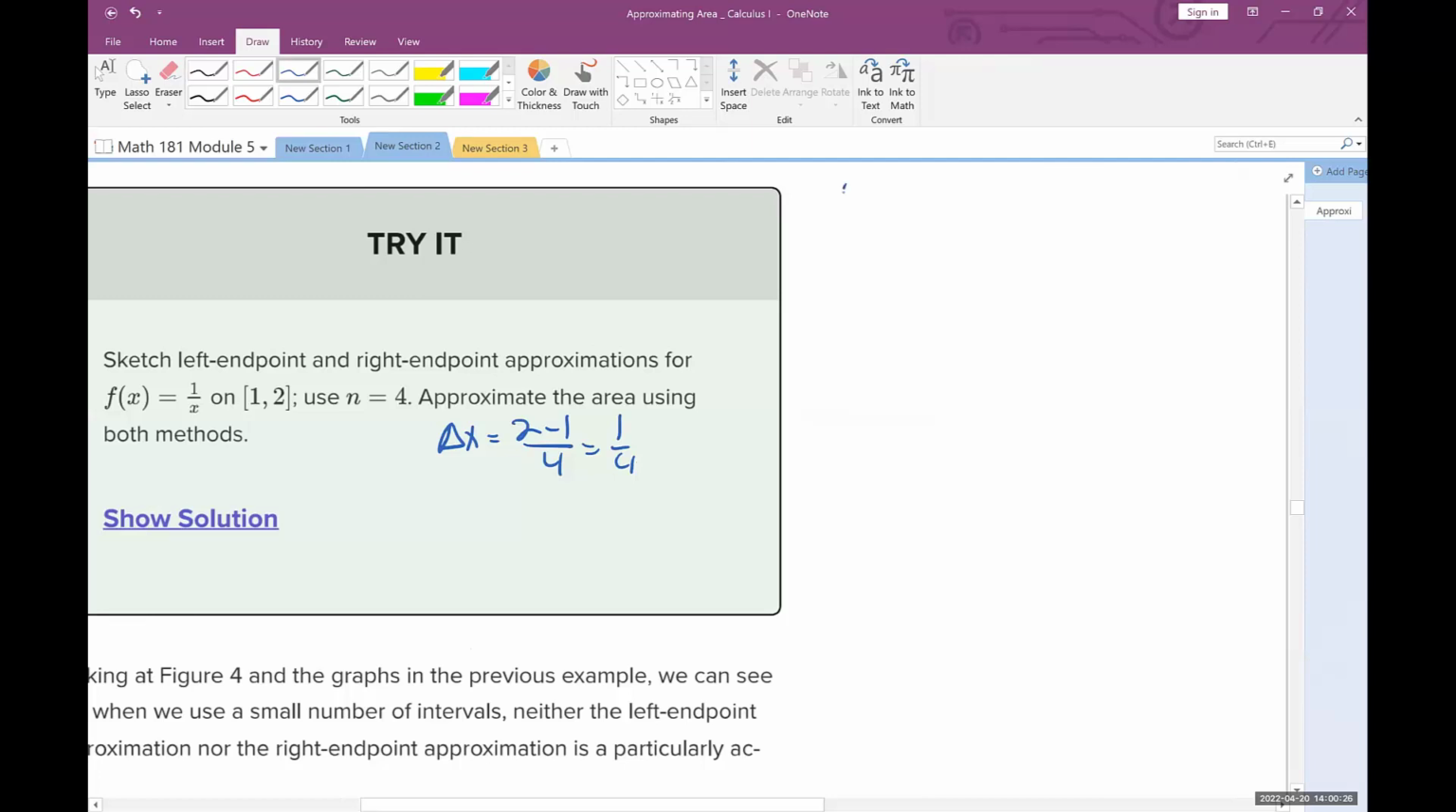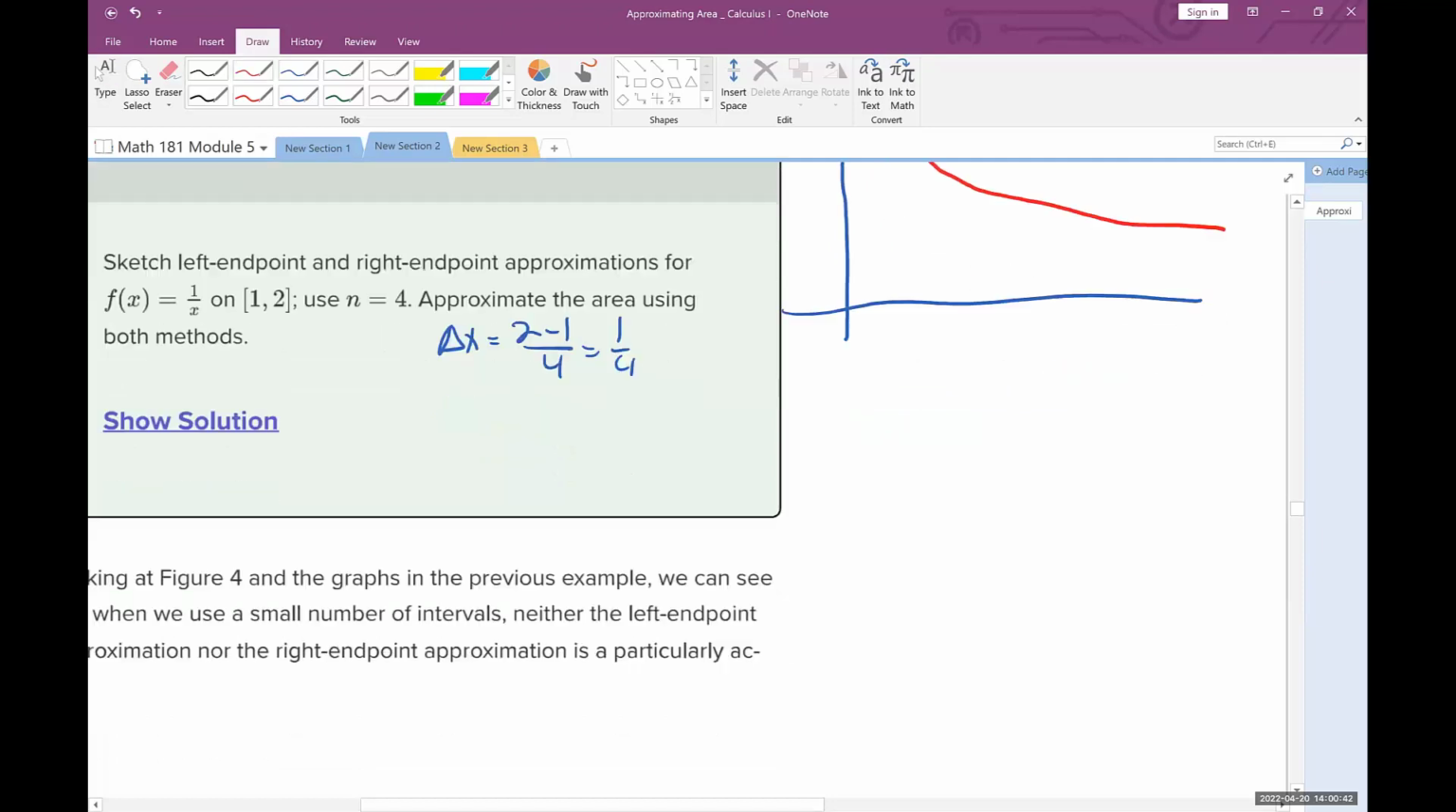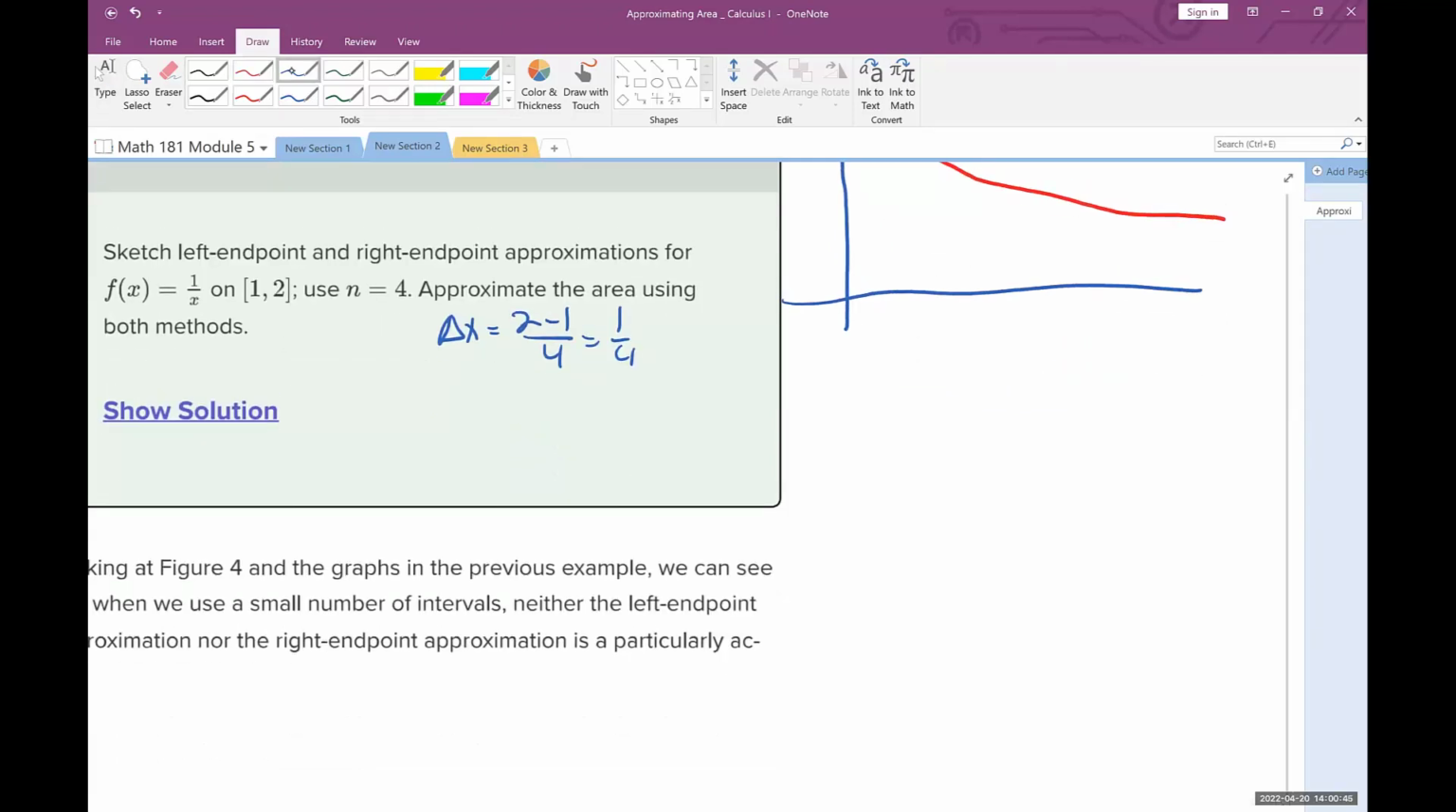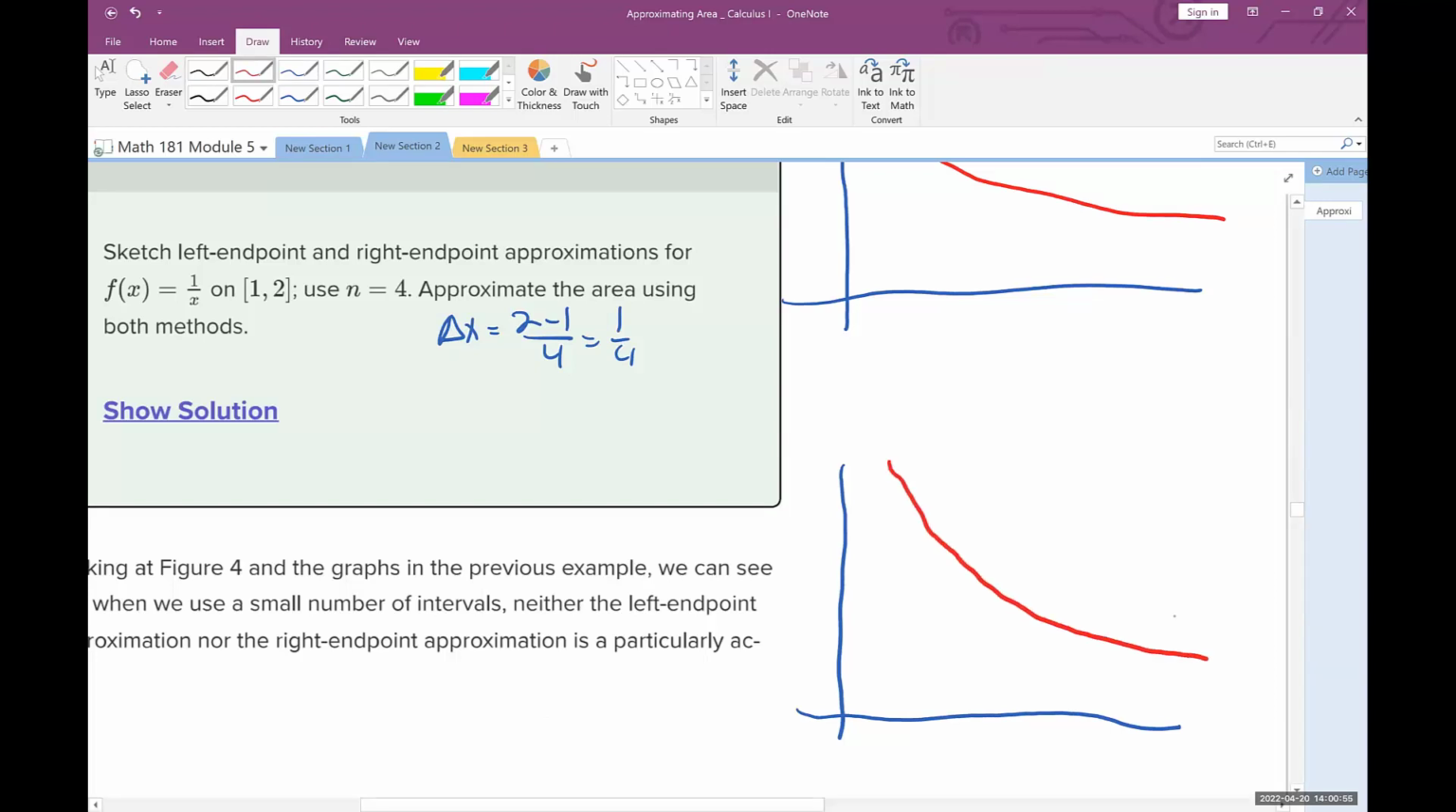If we were to graph this, I'll do two graphs, one for the left end, one for the right end. So 1 over x looks just something roughly like this, especially for the area that we're looking at. And we'll do another one, and it's going from 1 to 2. So we'll say here's 1, 1.25, 1.5, 1.75, and 2. The intervals aren't drawn all that well.